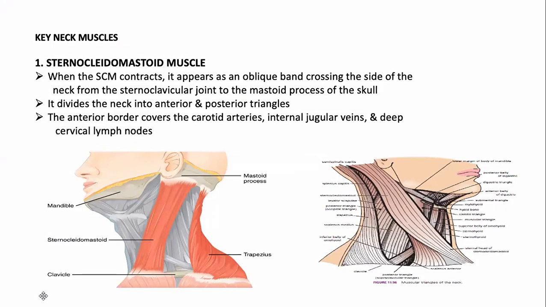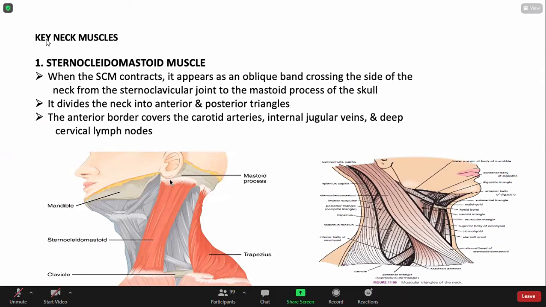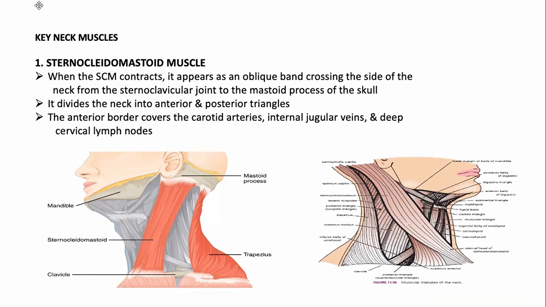The key muscles of the neck, number one, is the sternocleidomastoid muscle. When the sternocleidomastoid muscle contracts, it appears as an oblique band crossing the side of the neck from the sternoclavicular joint to the mastoid process of the skull. It divides the neck into anterior and posterior triangles. This is the sternocleidomastoid muscle, dividing the neck into an anterior and posterior triangle.